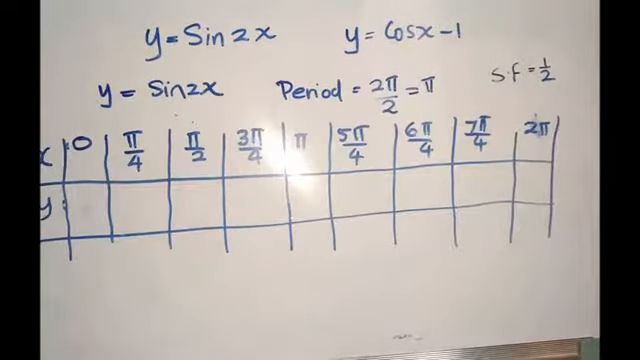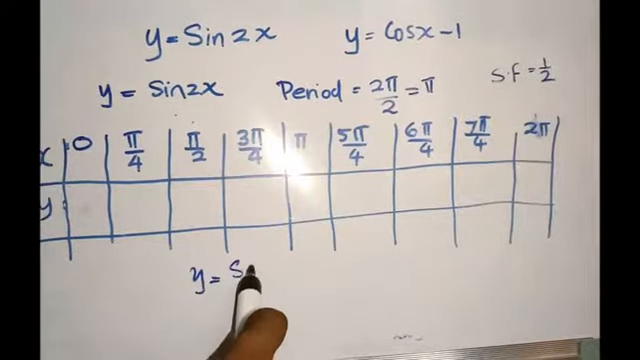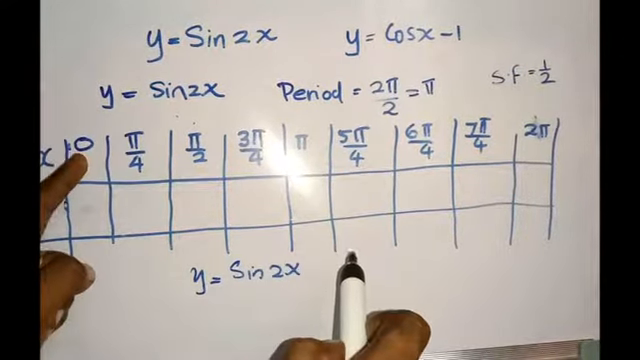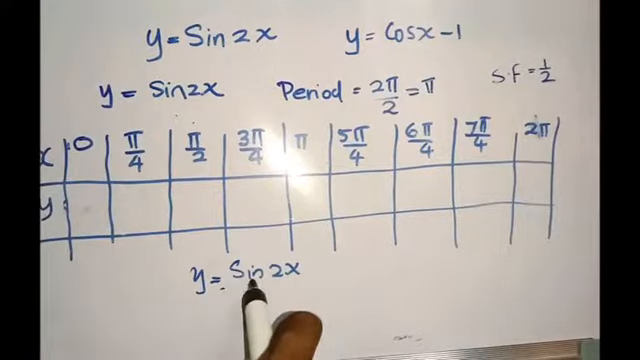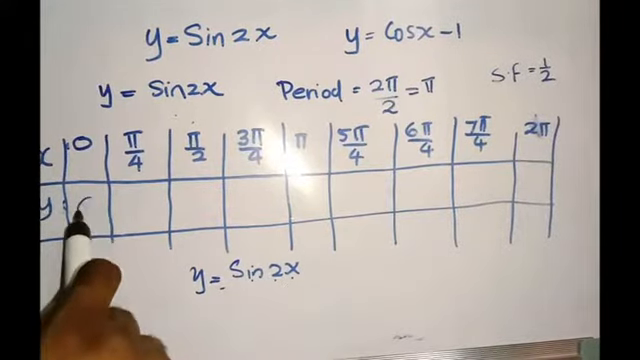Now the table is ready. We have to fill the empty box. y is equal to sine 2x. So in the first column, x is 0. So we get y is equal to sine 2 into 0. That means sine 0, which is 0.